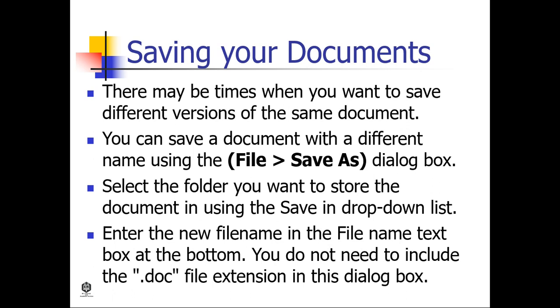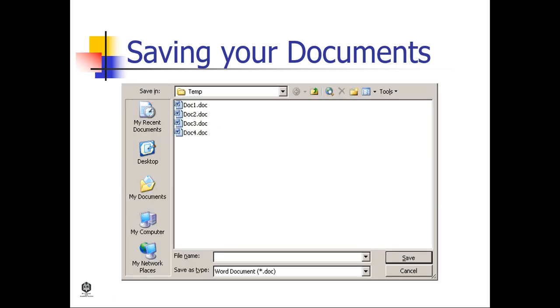While saving your documents, there may be times when you want to save different versions of the same document. You can save a document with a different name using the File, then Save As dialog box. Select the folder you want to store the document in using the Save in drop-down list. Enter the new file name in the file name text box at the bottom. You do not need to include the .doc file extension in this dialog box.